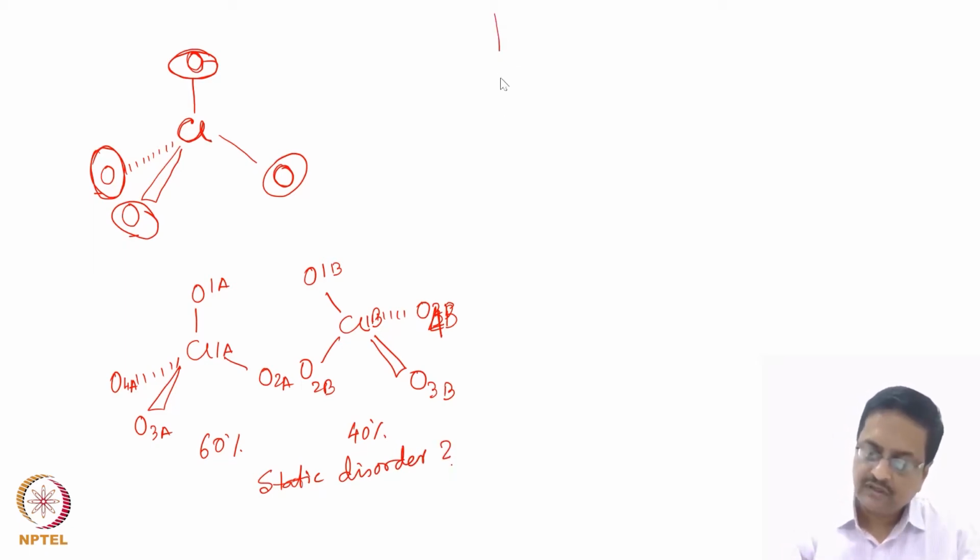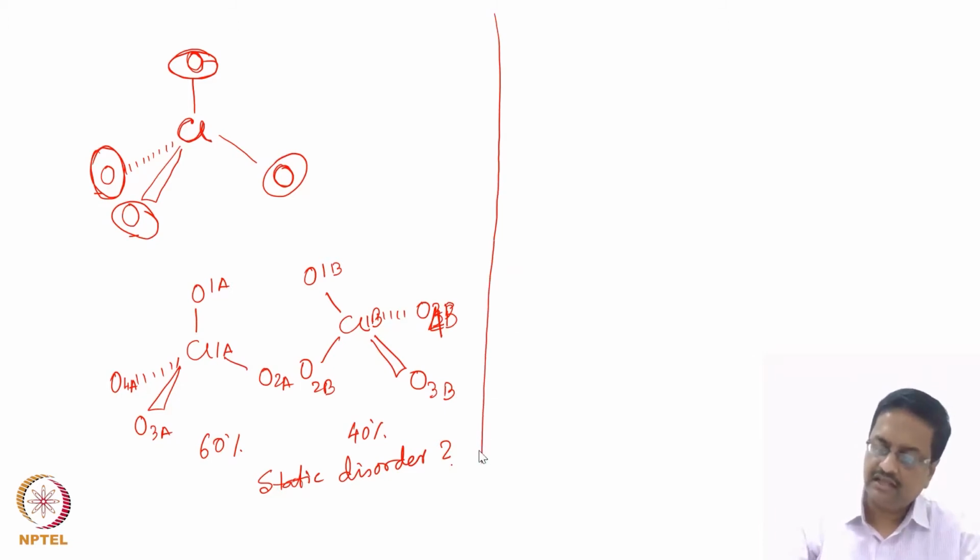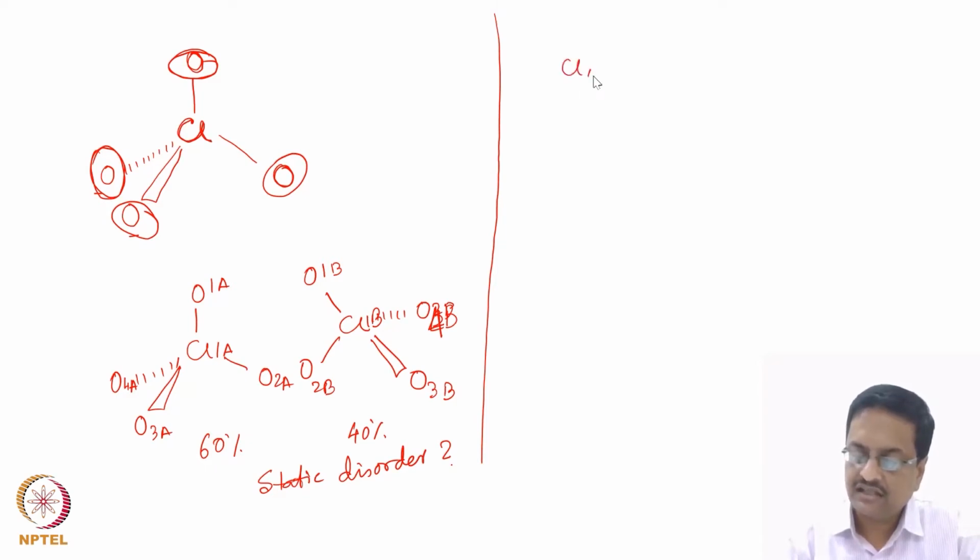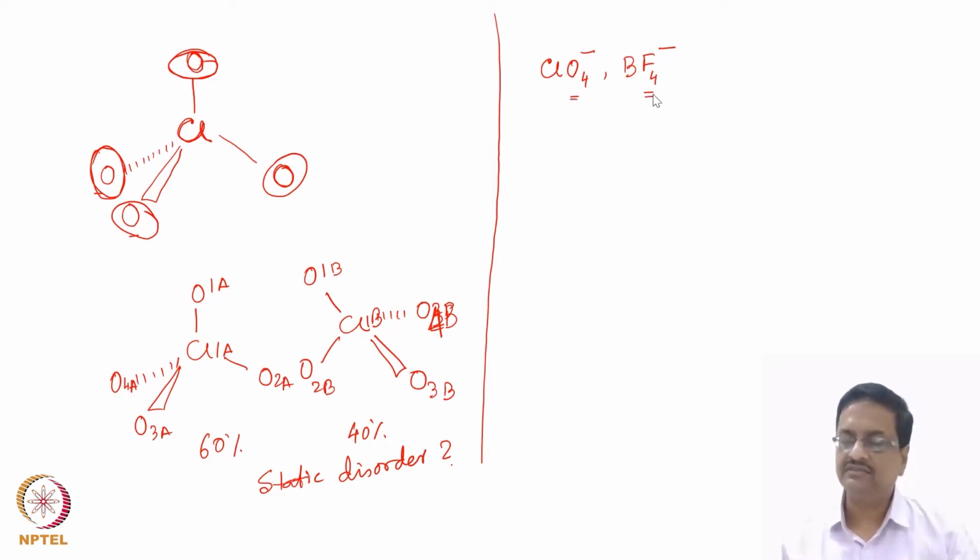You see, different anions can cause this type of disorder. The examples are ClO4 minus, BF4 minus. You see here the anion has very highly electronegative elements associated with the central atom.